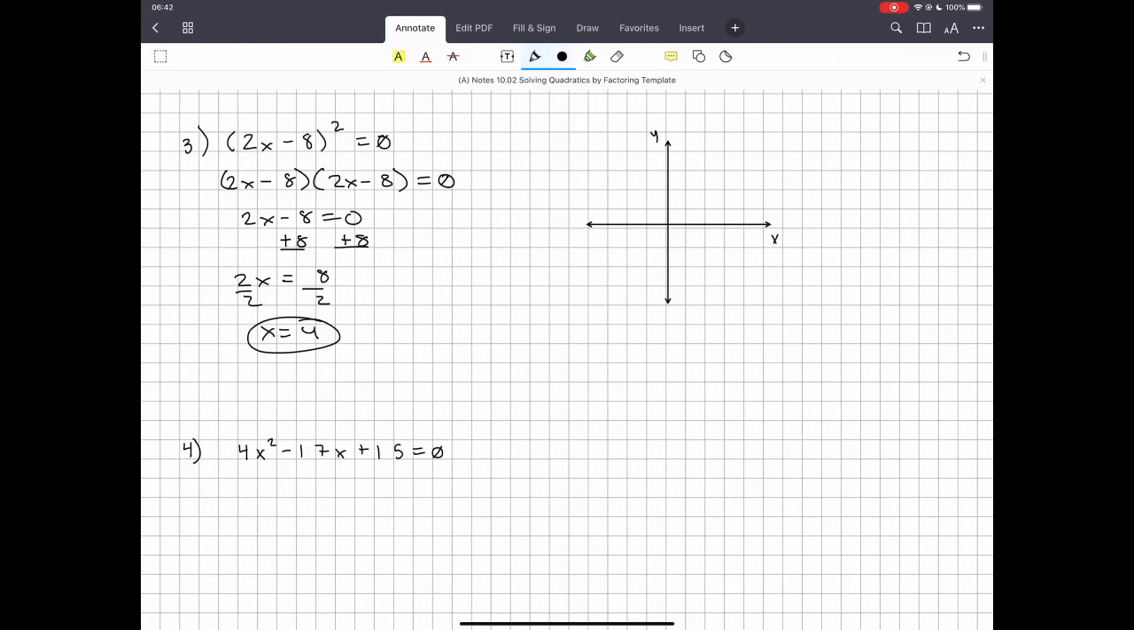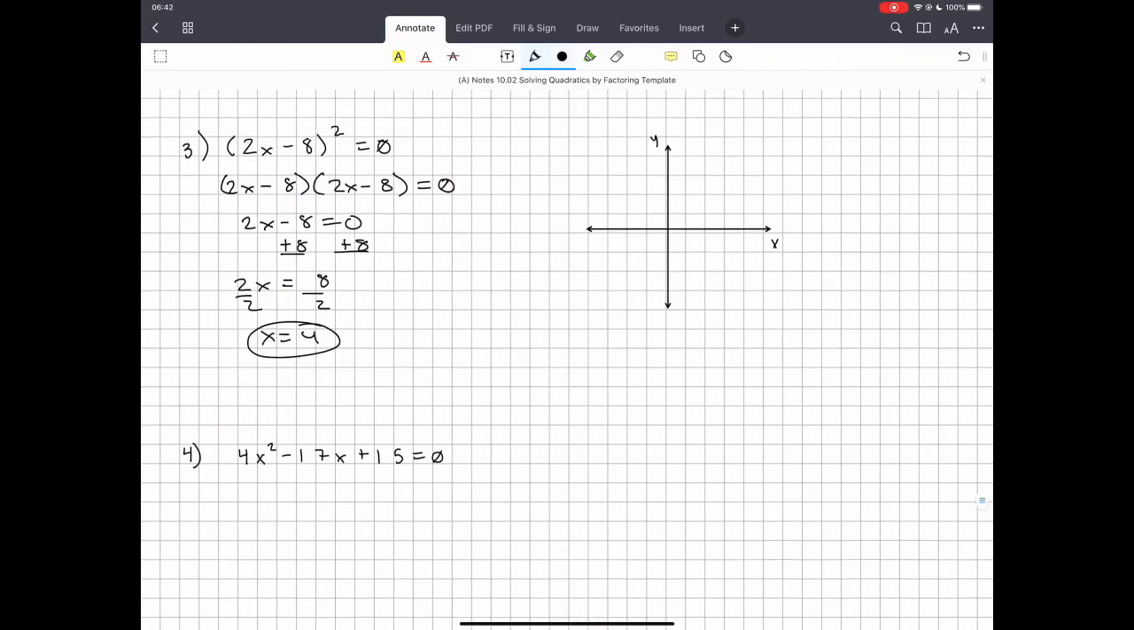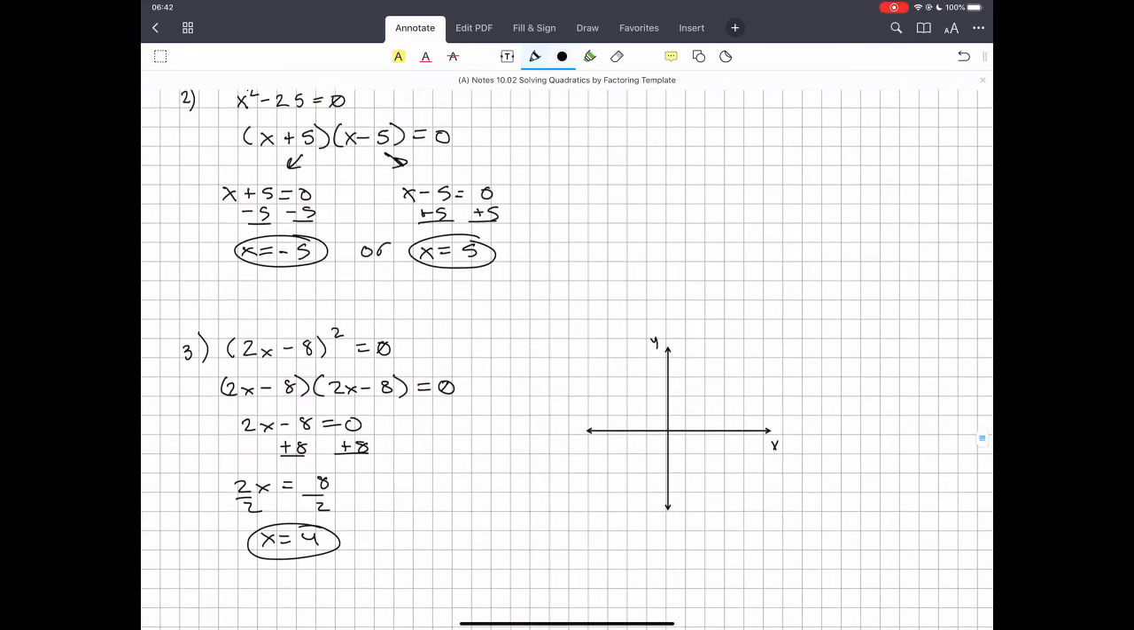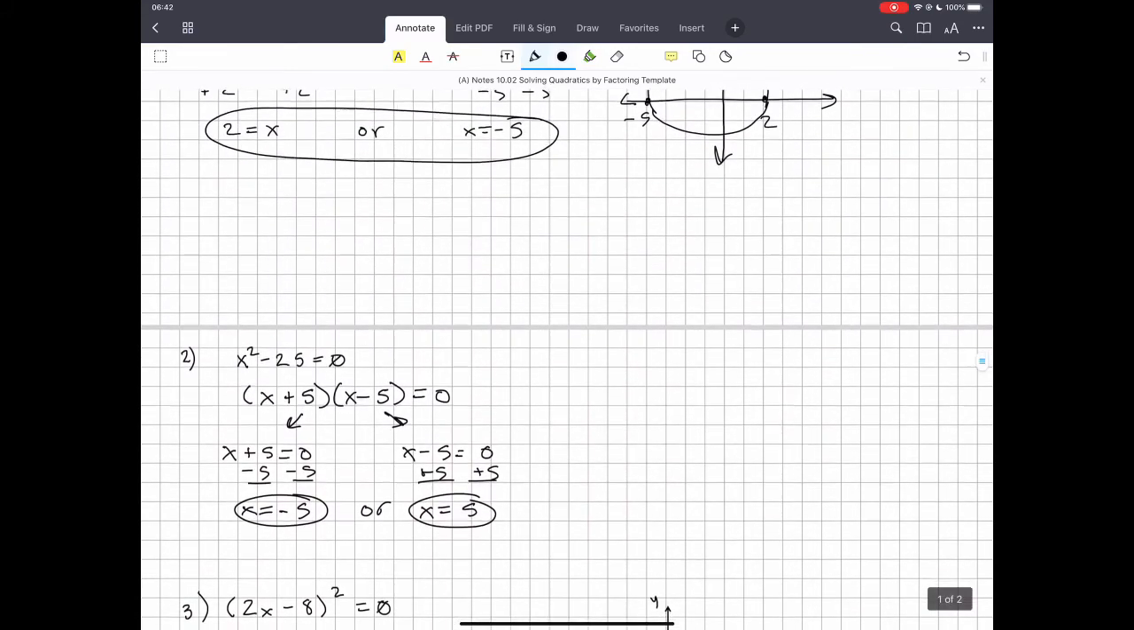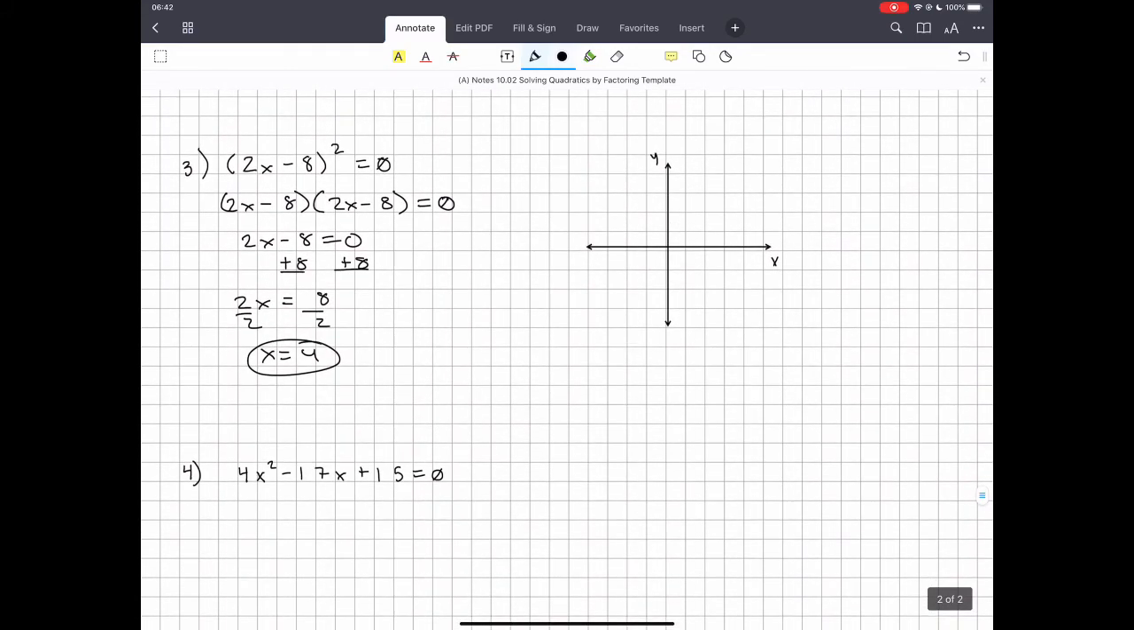And you'll notice there's only one x value. On all of the other problems, we had 2, right? So what does that mean for this? It means we have an x-intercept of 4, 0. It means our parabola would look something like this, where the parabola comes down and only touches the x-axis once.